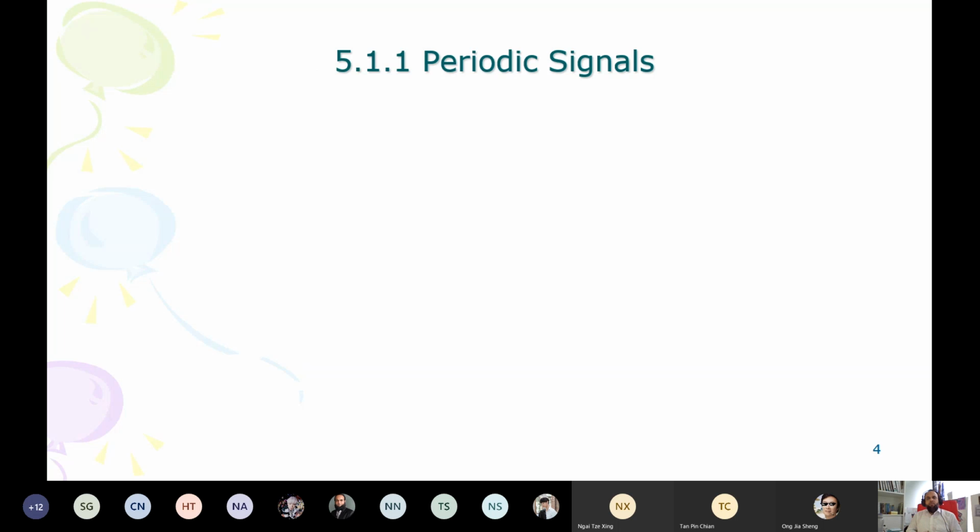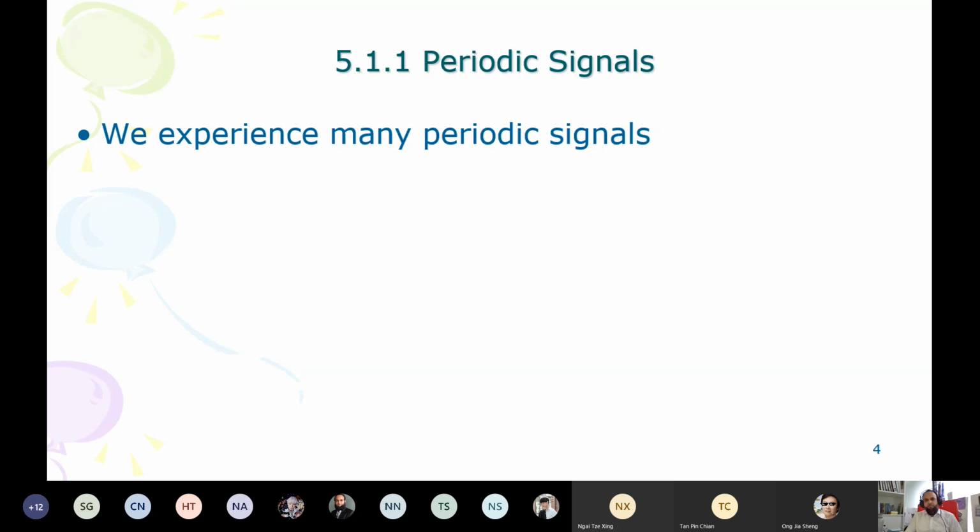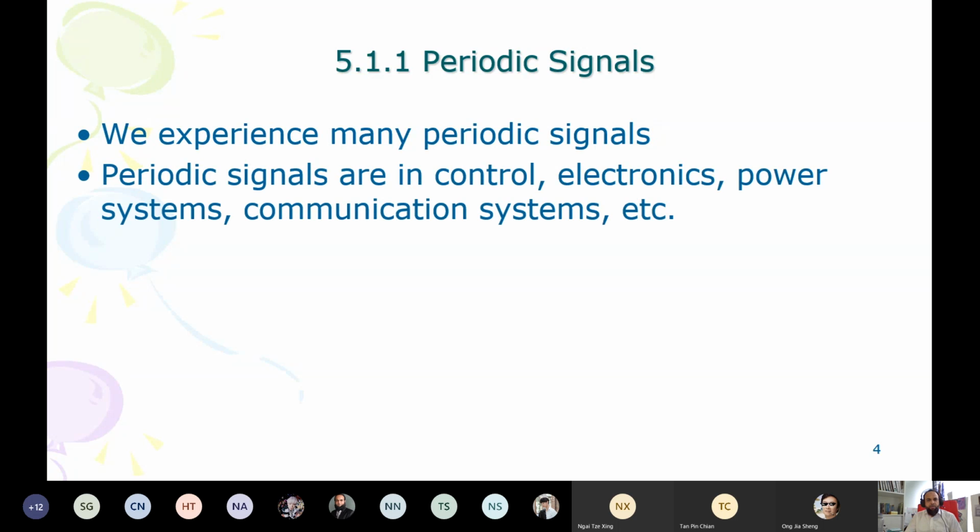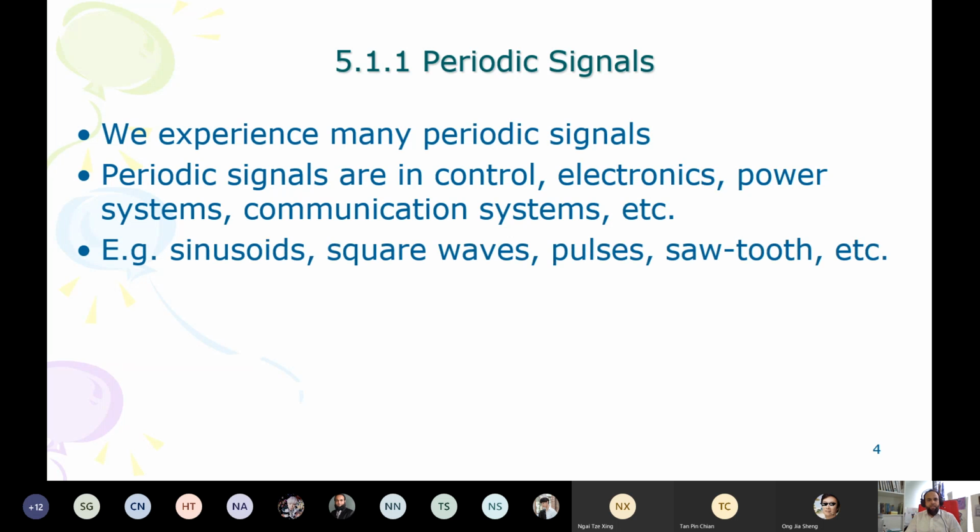Before we go into Fourier transform or Fourier series, let's see why we go in this direction. We experience periodic signals everywhere around us, especially in power circuits, where we have sine waves and alternating currents. Periodic signals are in control, electronics, power systems, communication systems, etc. So they are everywhere around us. This is one thing that we need to remember.